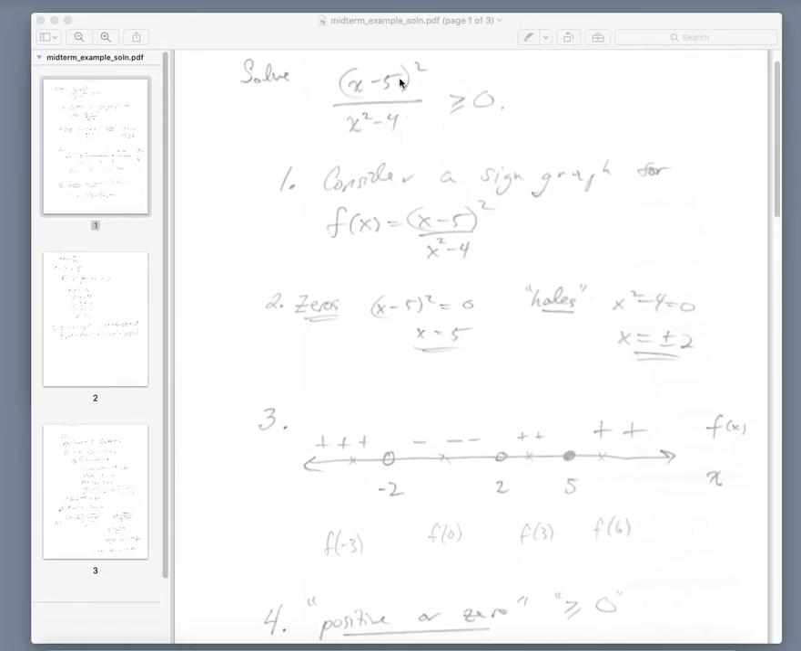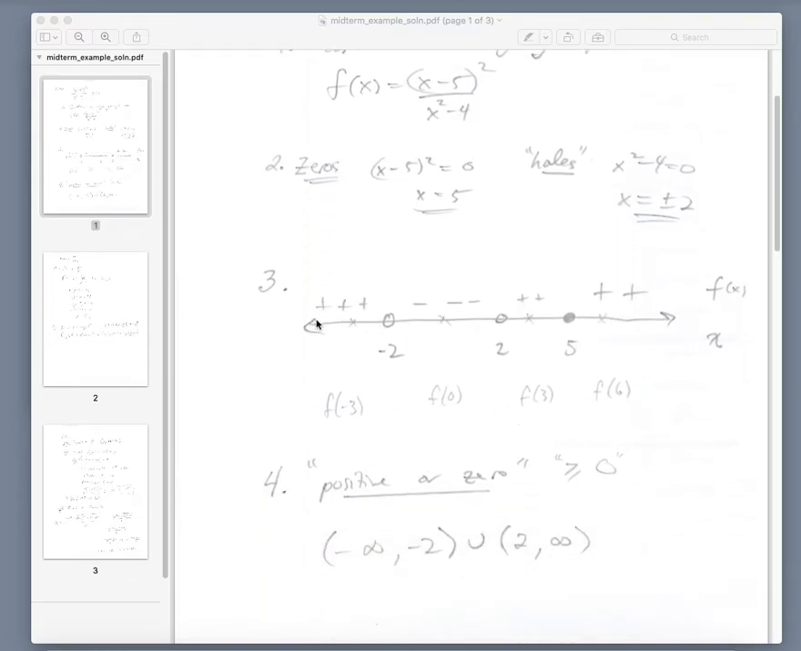Now again, if I'm looking at this original problem, it was greater than or equal to 0, which means where is this function positive or 0? So it's positive left of -2, and it's positive between 2 and 5, 0 at 5, and positive thereafter. So positive or 0 is everything greater than 2 as well. So there's our solution.